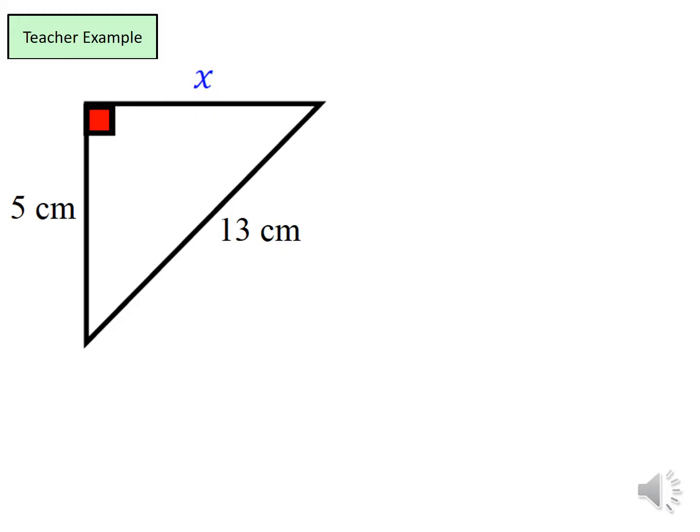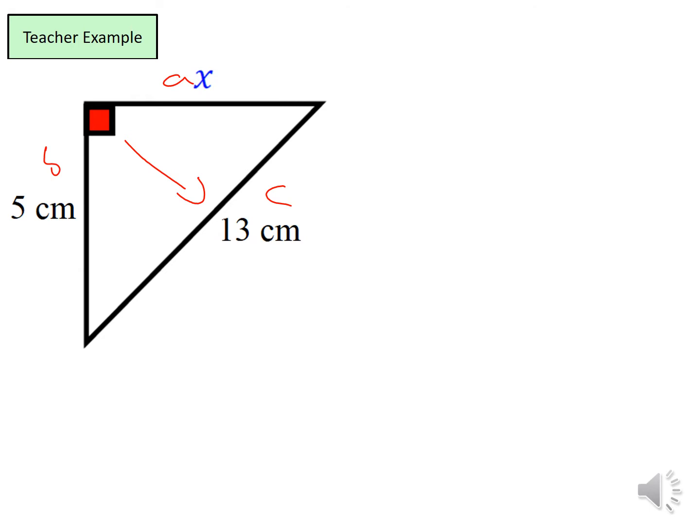Okay, so with the first example that we have on the board, we've been given a triangle and we need to find the value of x. So the first thing we need to do, just like we did in the previous lesson, is to label the triangle correctly. So the side opposite the right angle we will call side C, and the other two sides we can call A and B. Doesn't matter which one you call A and which one you call B, as long as the hypotenuse, which is the longest side of a triangle, is called side C.